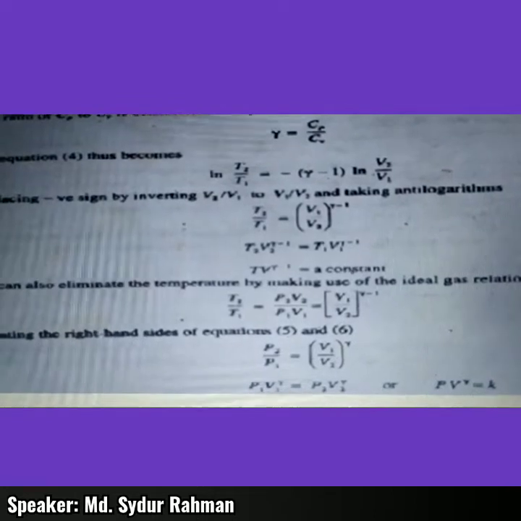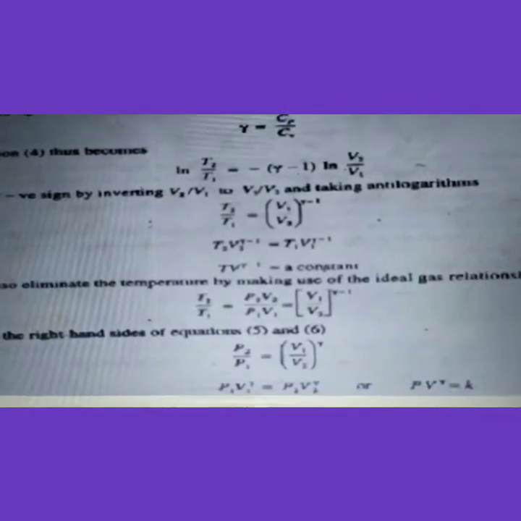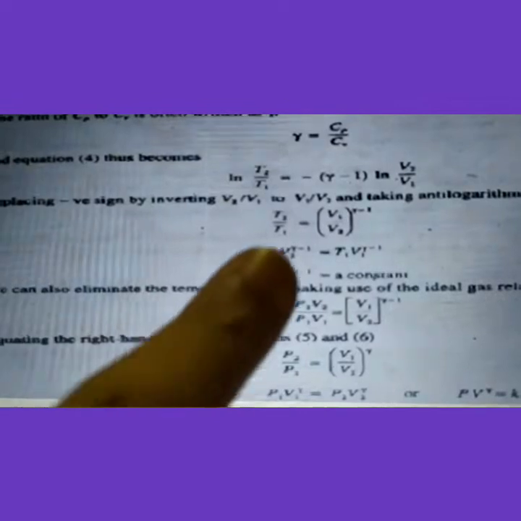From the ideal gas relationship, we know T2 by T1 is equal to P2V2 by P1V1 for 1 mole of gas. That is, we get P2V2 by P1V1 is equal to (V1 by V2) to the power gamma minus 1, as T2 by T1 is equal to (V1 by V2) to the power gamma minus 1 from the previous equation. So P2 by P1 is equal to (V1 by V2) to the power gamma. That is, P1 V1 to the power gamma is equal to P2 V2 to the power gamma. That is, PV to the power gamma is equal to K, a constant.